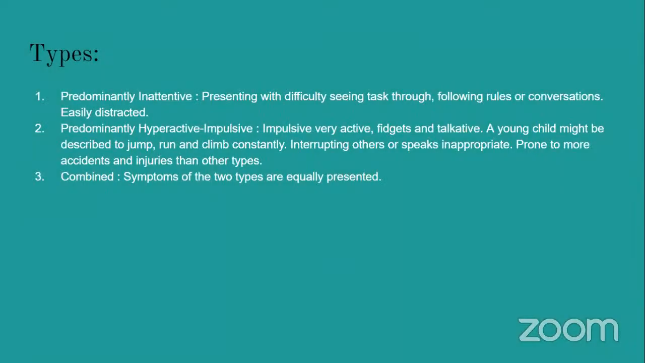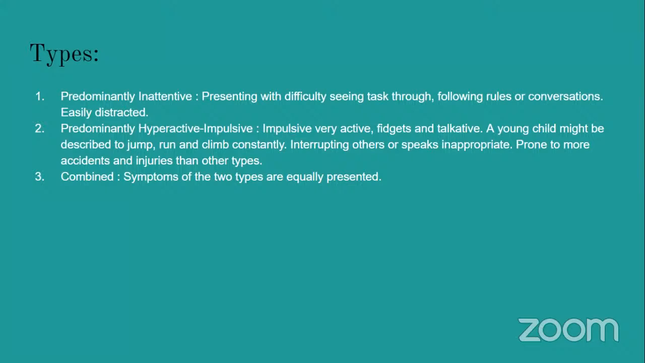What are the types of ADHD? The first type is predominantly inattentive, which presents as difficulty seeing tasks through, following rules, or conversations. Therefore, they're easily distracted. The second type is predominantly hyperactive impulsive.